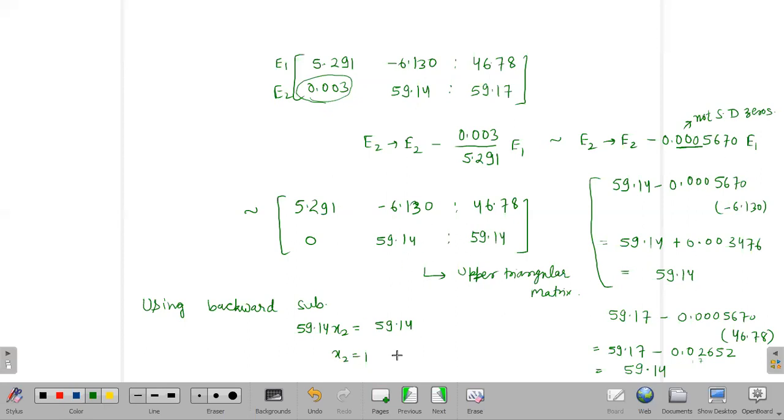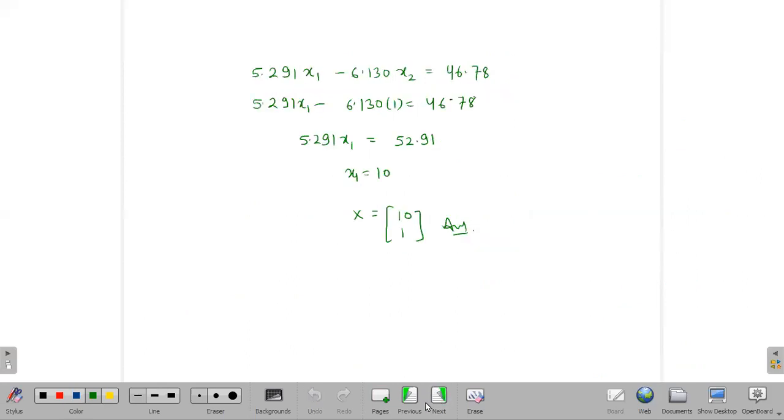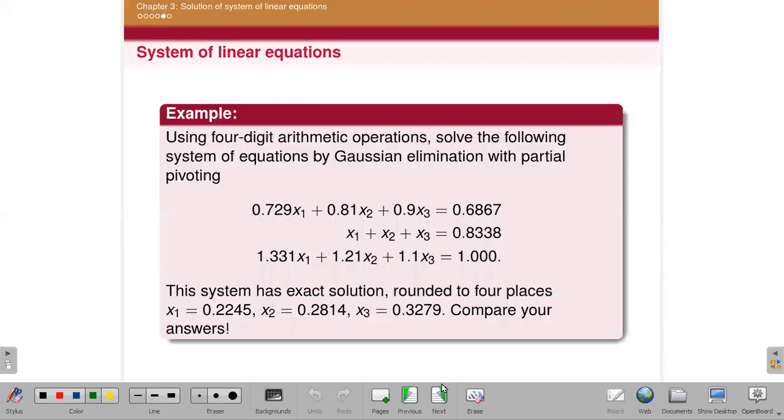Actually, this is a 2 cross 2 matrix. We have to use it only one time. But in the next example, we will take a 3 cross 3 matrix, so that we can use it twice. So this is the equation, 3 equations in 3 unknowns. You have to use 4-digit round arithmetic. Rounding is not mentioned, so you have to use rounding only if it is not mentioned.